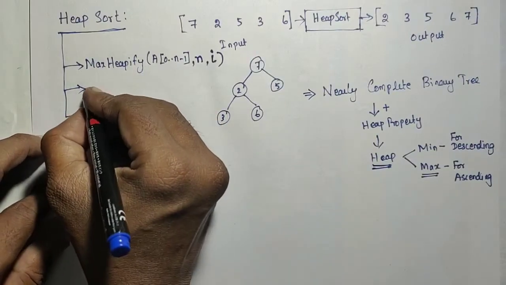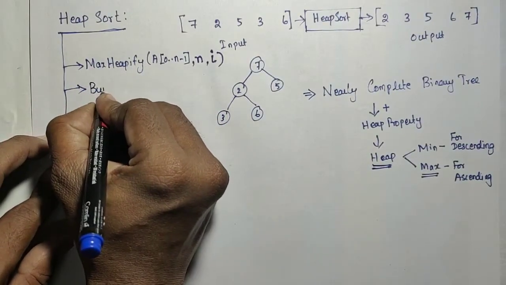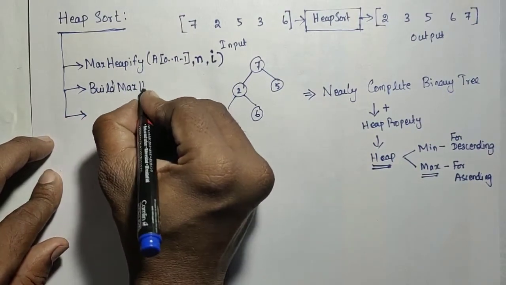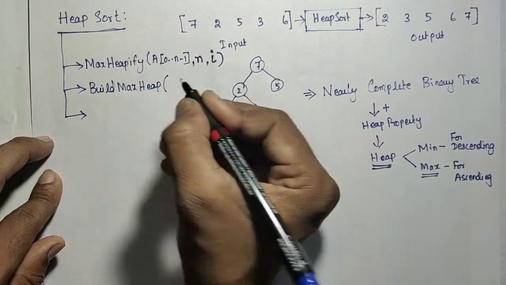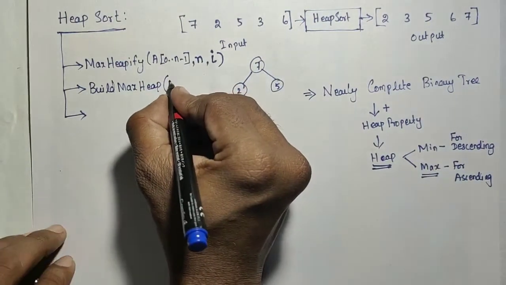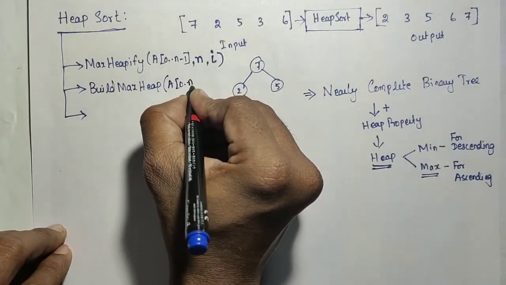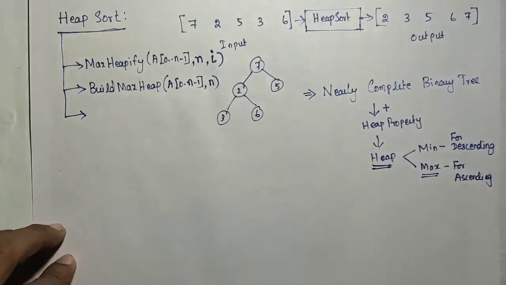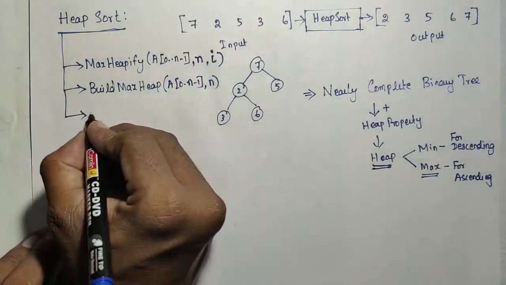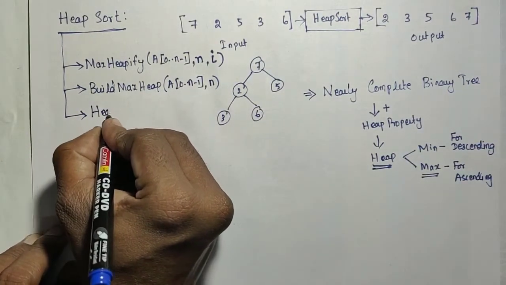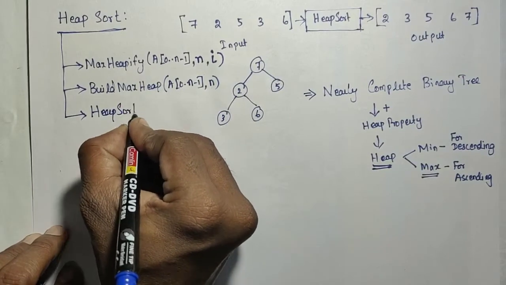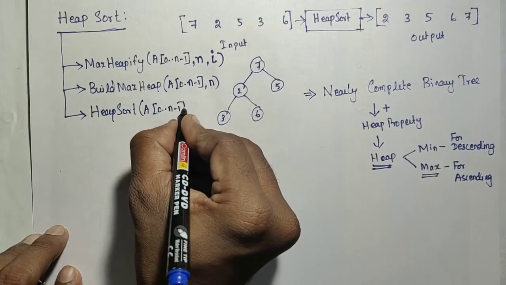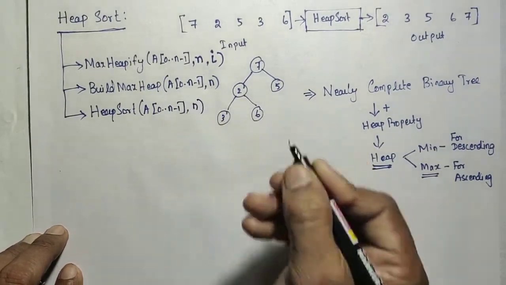The next one is build max heap. Here the input is the array A of 0 to n minus 1, comma, the size of that array, n. And finally, the heap sort algorithm: heap sort of A of 0 to n minus 1 and the n elements.